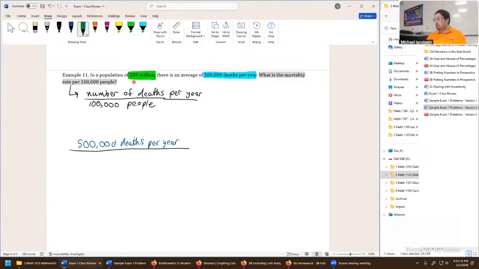So there's lots of different ways we could express this. We could write this as 250,000,000 if we prefer, or we could rewrite it in scientific notation. 250 million could also be expressed as 250 times 10 to the power of 6. But either way we do it, we're going to do about the same kind of computation in the denominator, in the calculator rather. So here's the 250 million people.